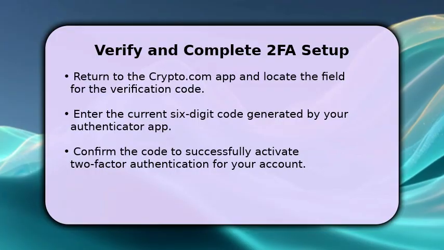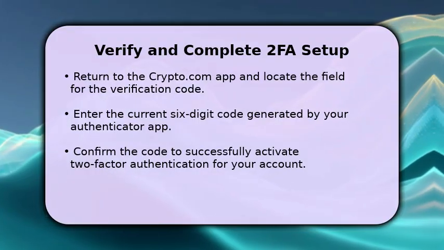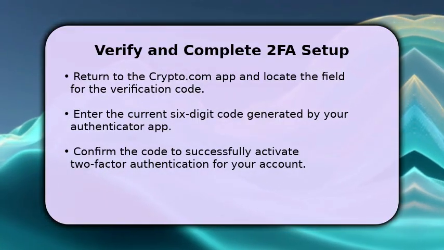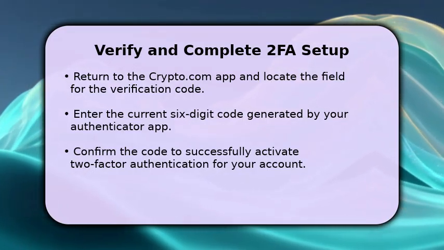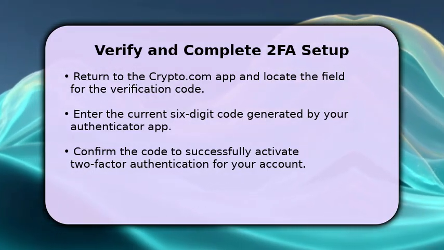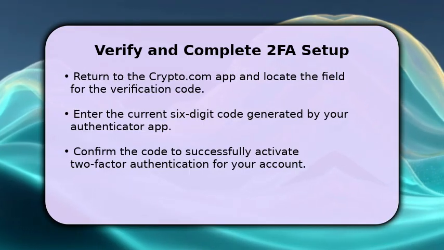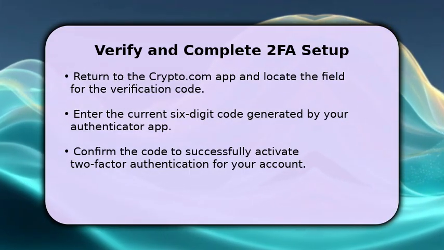You will see a field prompting you to enter the verification code. Quickly retrieve the current 6-digit code from your Authenticator app and input it into the crypto.com app. Make sure to enter the code before it expires and a new one is generated. Confirm the code to finalize the setup.